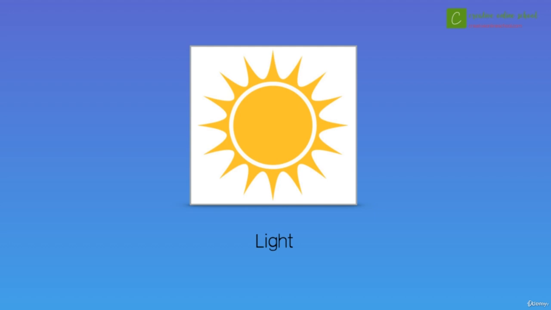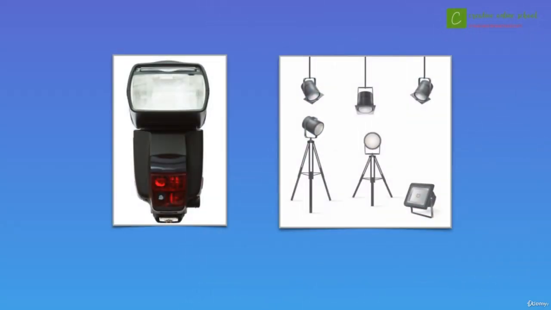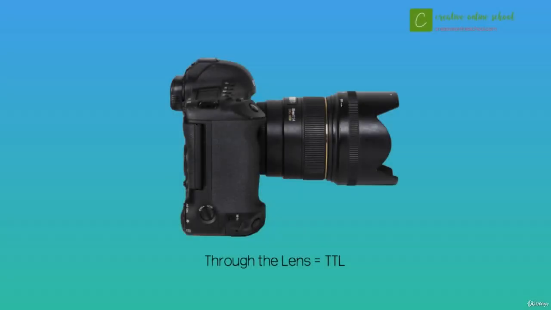With natural light, our camera's internal light meter indicator will give us a reading, but with flash and studio lighting, the light meter is the only way to get an accurate and convenient measurement of the light emitted from our flash or strobes. Light meters in our cameras tell us how the camera sees the light through the lens, also known as TTL. It collects the light through the camera's lens and measures the intensity.